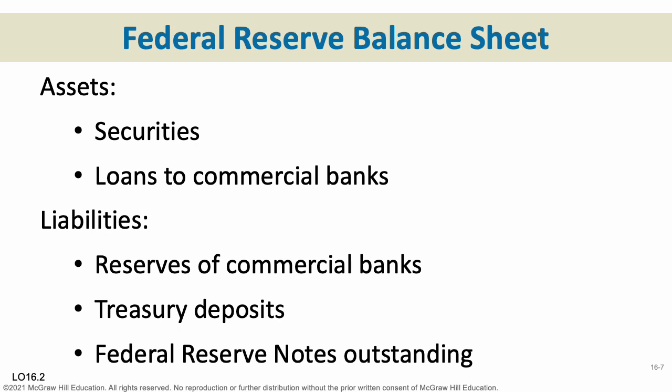So the Federal Reserve has assets and liabilities just like any other bank. And their assets are securities and the loans they make to banks. Remember, the Federal Reserve only lends to other banks. They don't lend to the public. You or I cannot borrow from the Federal Reserve. And their liabilities are the reserves of commercial banks. Remember, commercial banks like Chase or Citibank, they have to deposit their reserves in the Fed. Treasury deposits from the government, and any Federal Reserve notes outstanding. And Federal Reserve notes are the money we use, the dollar bills in our pocket. Those are considered a liability of the Fed.